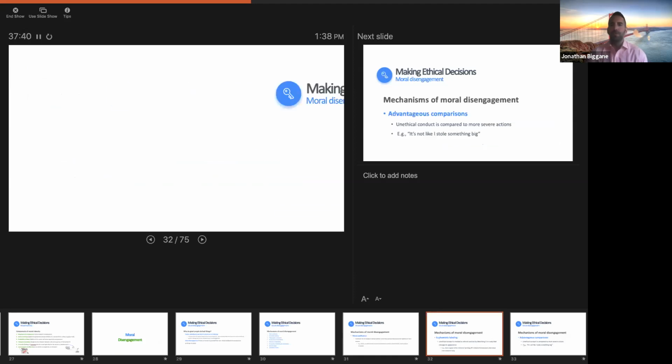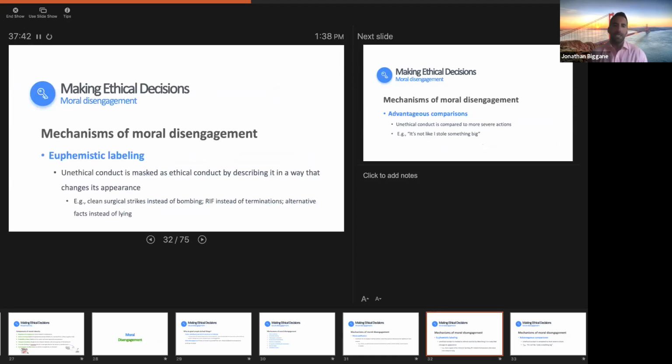Another is euphemistic labeling. Unethical conduct is masked as ethical conduct by describing it in a way that changes its appearance. So instead of saying we murdered a bunch of people, we had clean surgical strikes. Instead of saying we terminated a bunch of people, we had a reduction in force. And instead of saying lying, we could say we had an alternative fact. All of these are just different ways of labeling something so that it doesn't seem unethical.